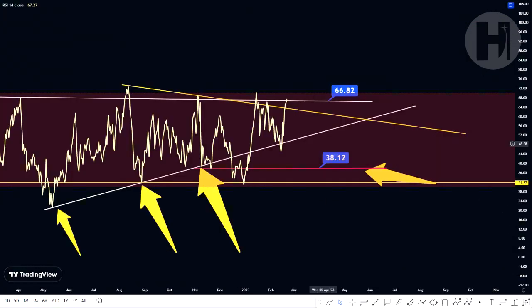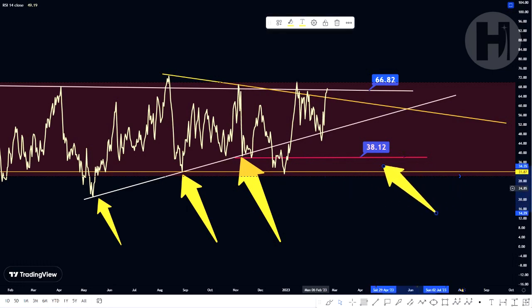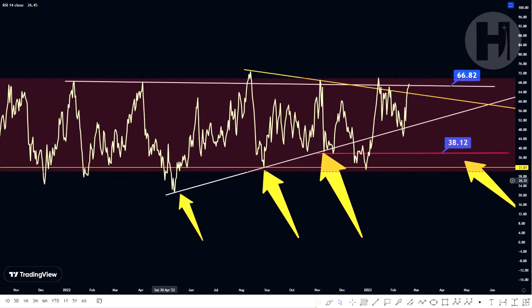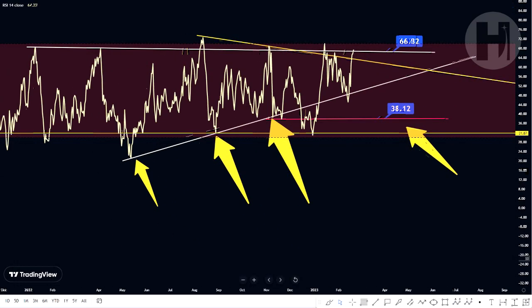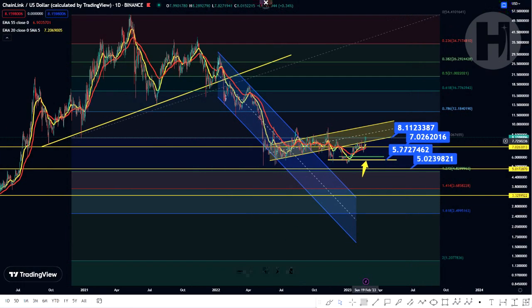If you see a pullback on the RSI, like I said, you can target either the white trend line, then you have the pink trend line at 38.12, and then you have the yellow trend line at around 31.8 on the RSI. So those are going to be your entries on the daily chart. Of course, if you're down here in the oversold, then that's obviously another great entry point. Now, I do want to switch over to the Binance weekly chart.